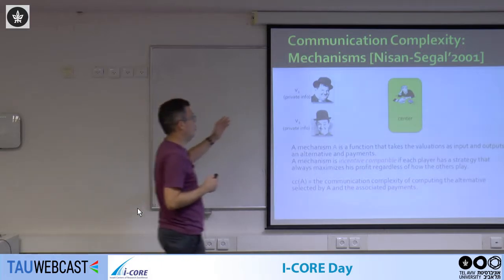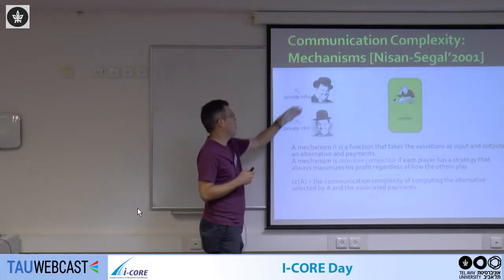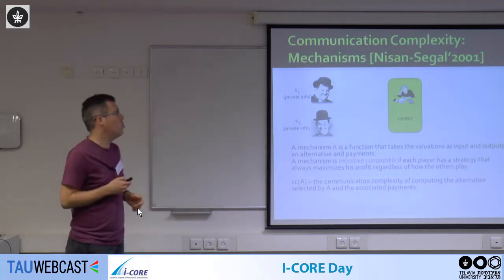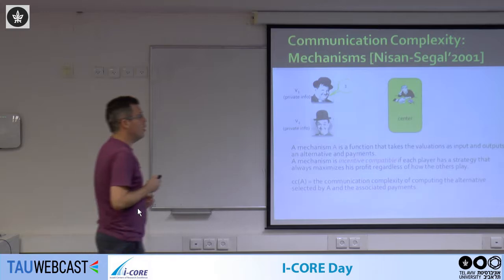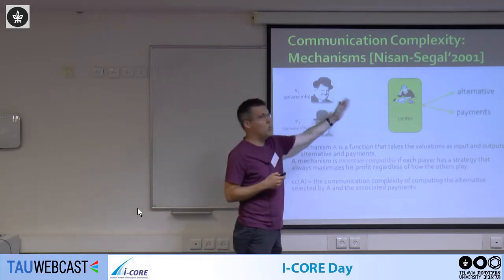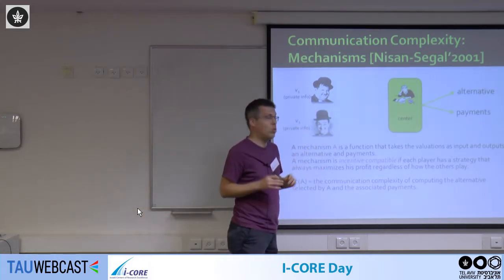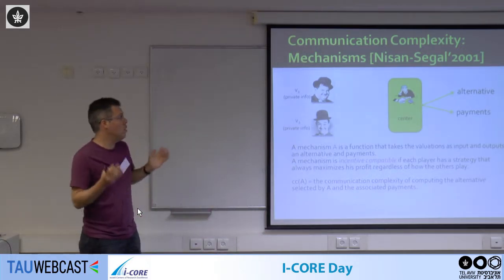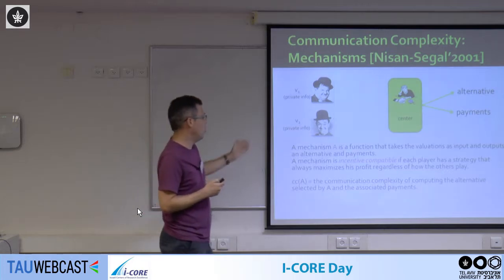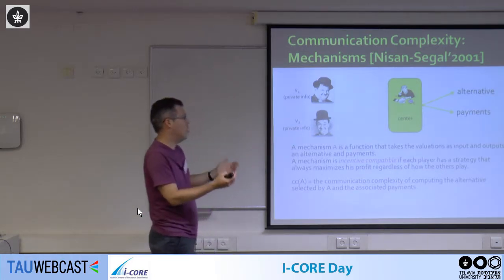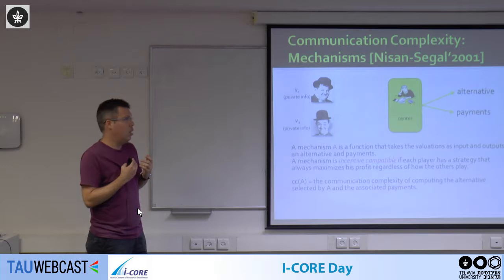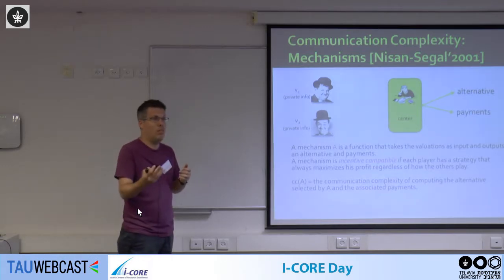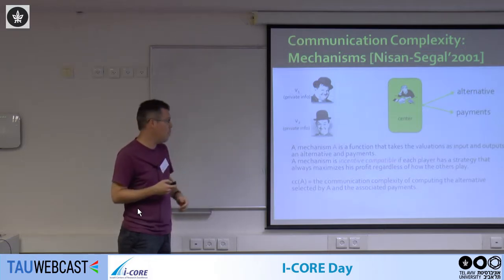So we're going to think about the two players as having some private information. This is their valuation for every possible alternative. They're going to exchange some bits until the center has enough information in order to output the alternative, for example, the allocation of the items and the associated payments, who pays what. Okay? So this is basically what we want to do. So a mechanism is simply a function that takes the valuations as input and outputs the alternative and the payments.